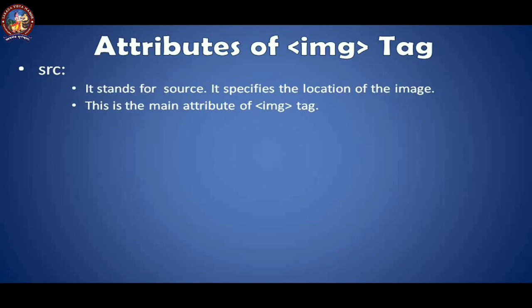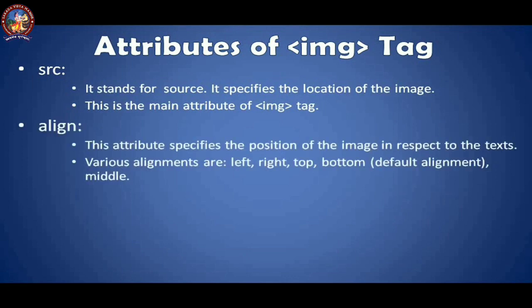Next is align. The align attribute is used to align the image in our web page relative to the text. It can be left, right, top, bottom or middle. Remember that bottom alignment is the default alignment of the image tag, meaning if we do not give any alignment attribute, automatically it will take the bottom alignment.